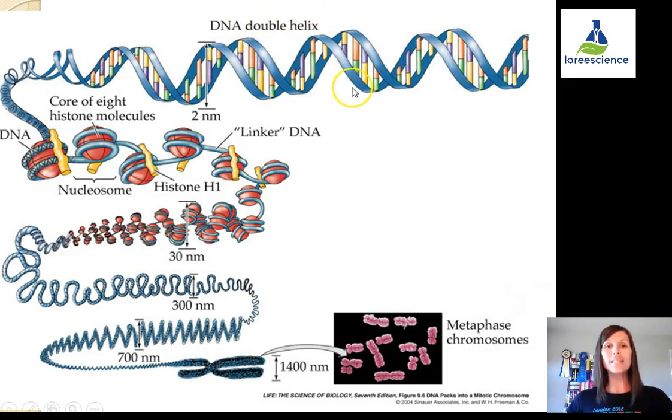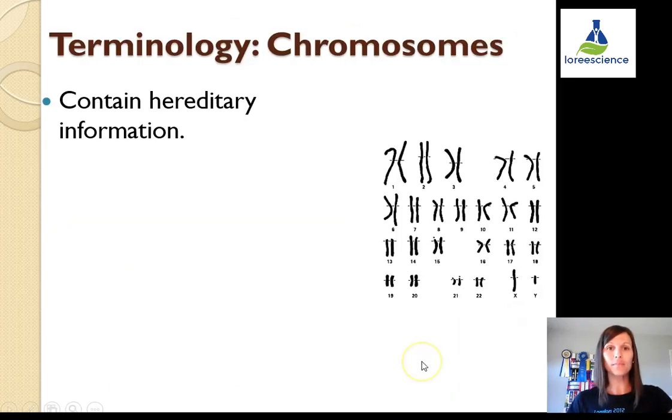These structures up here, the DNA on its own, we can't see. It's not large enough to see with a microscope. However, when it is condensed as chromatids or chromosomes, we can actually see them. This is what they would actually look like under a microscope.